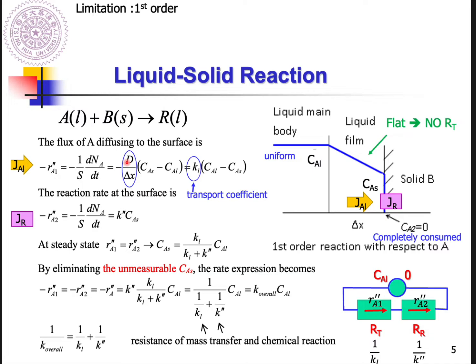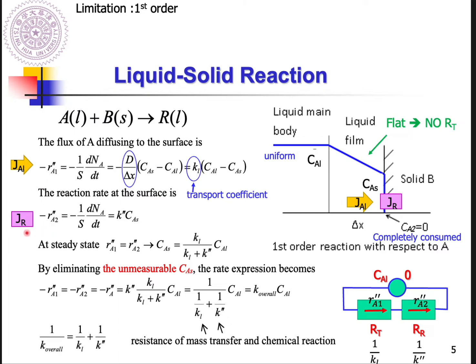That means the A can diffuse faster or be transported faster in this liquid film. Okay, so first of all, you can successfully formulate the flux of reactant A passing through this liquid film.